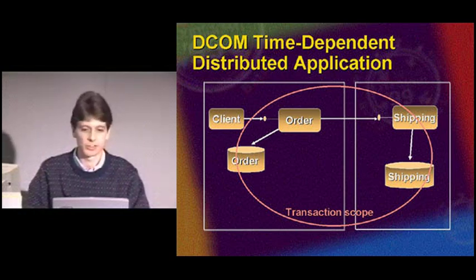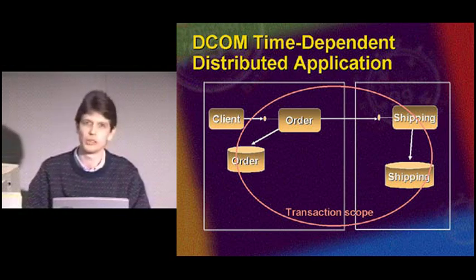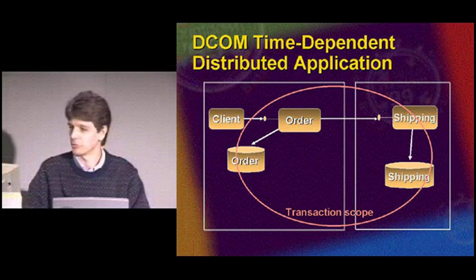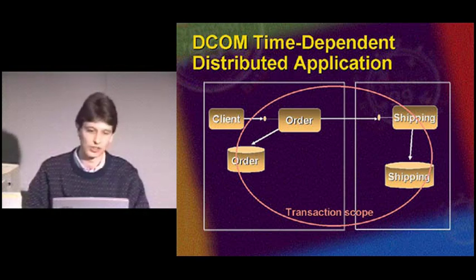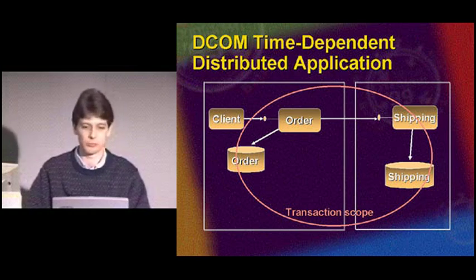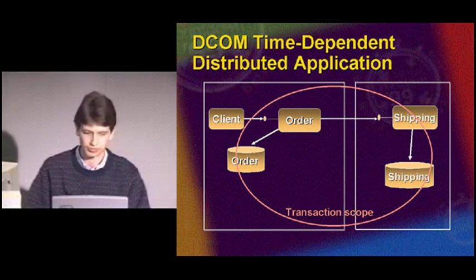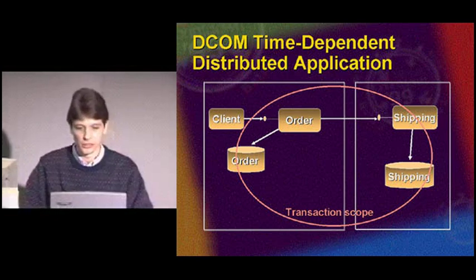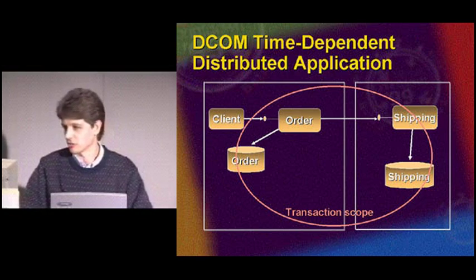The order component updates an order database and then fires off a request to the shipping department, which is mapped by a shipping object. The shipping object then updates the shipping database, having done whatever it needs to do to do that shipping order, and then returns data back to the order process, which may or may not choose to put something back in the order database. All the parts of the application in this case are done under the same transaction scope.